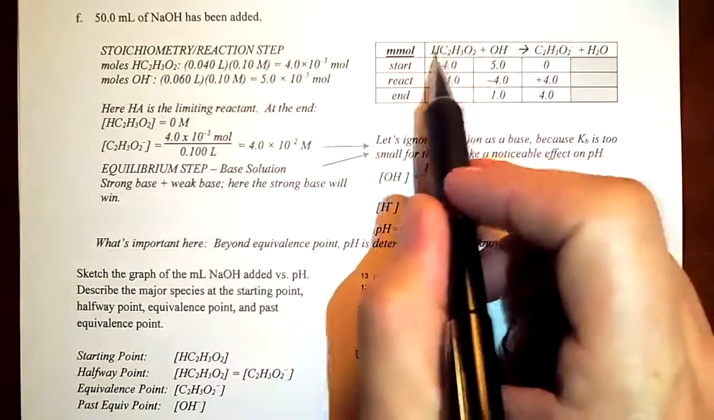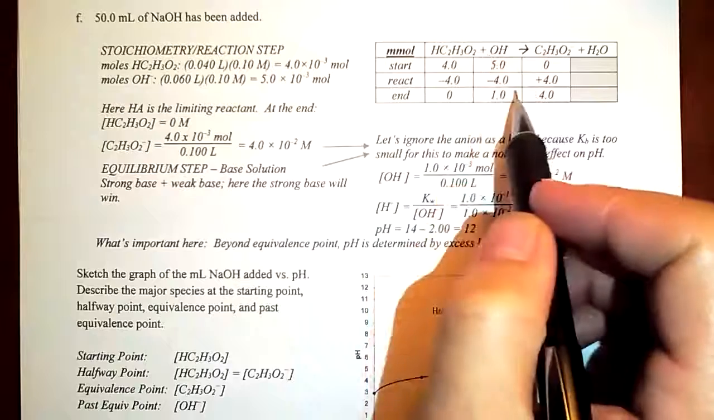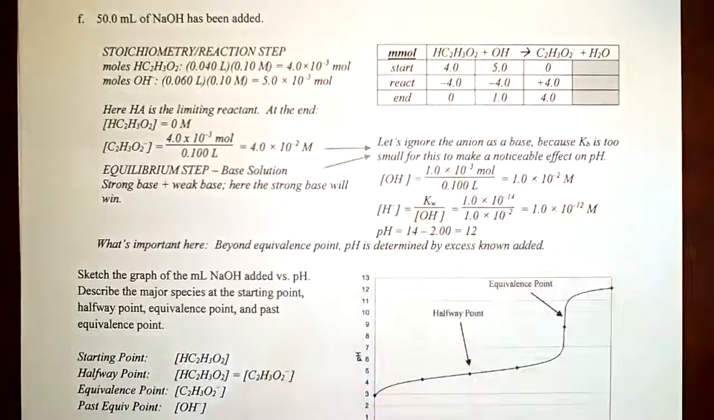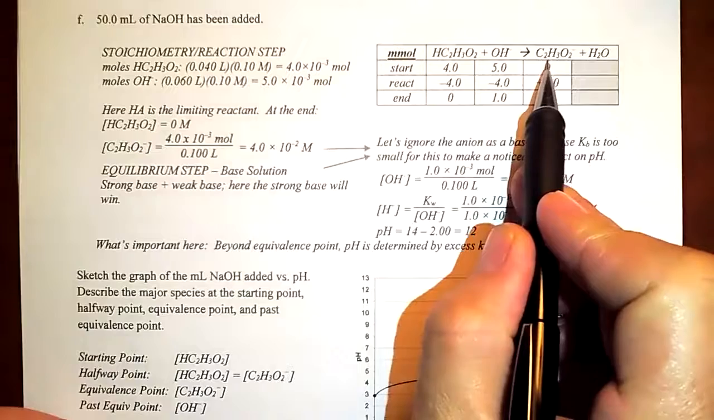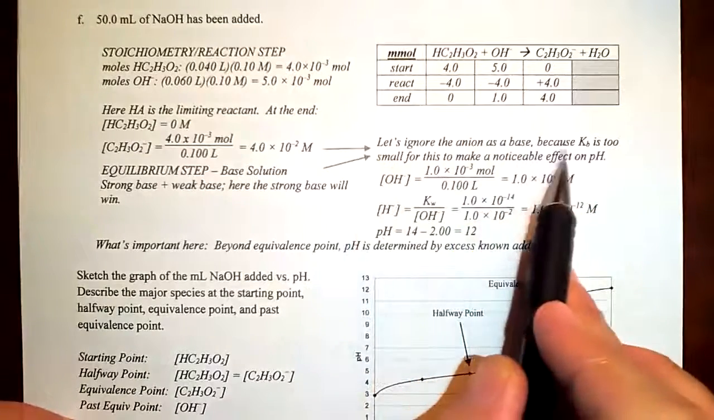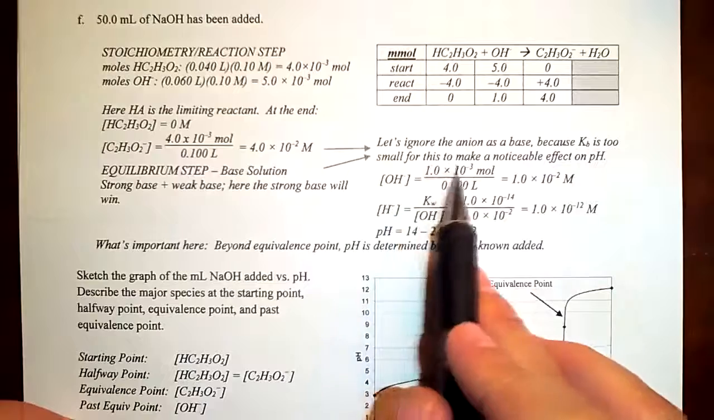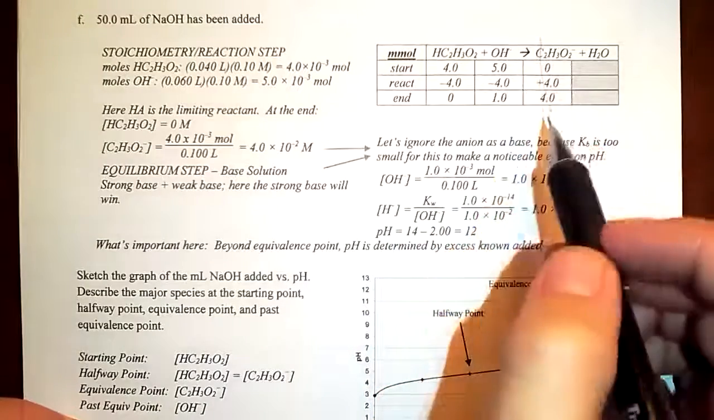Well, what we have, remember, we can cross this out. What we have is this and that. They are the reactants, essentially. Except in the idea of creating pH, this is so much worse at affecting the pH than this is that we're going to effectively ignore it. Let's ignore the anion as a base because Kb is too small for this to make a noticeable effect on pH. So I'm going to mentally cross this out.